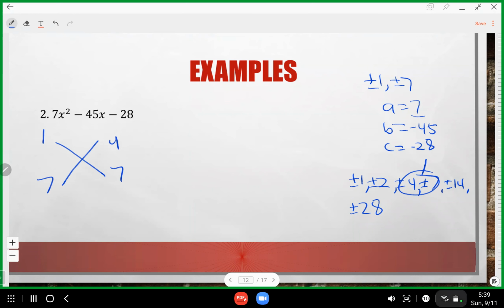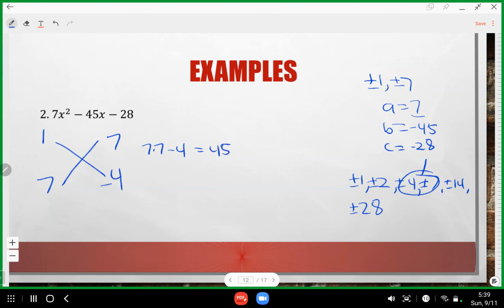Let's see. Actually, let's do this. 7, 4, and -4. Okay, so you just gotta try the factors, right? So, Ethan, what is 7 times 7? 49. What is 1 times -4? -4. 49 minus 4 is equal to 45.